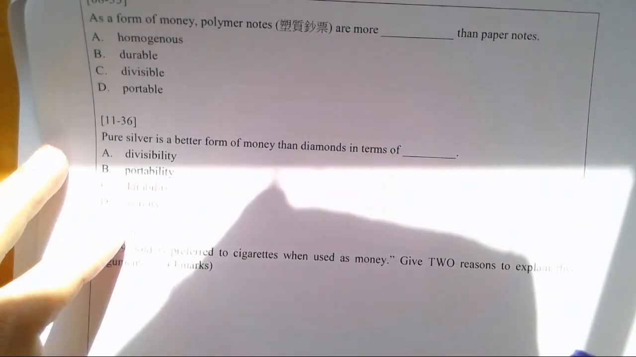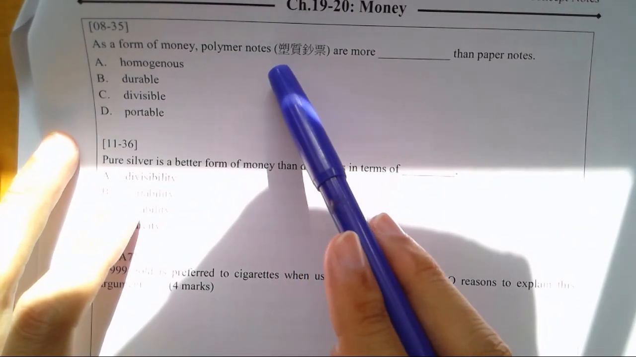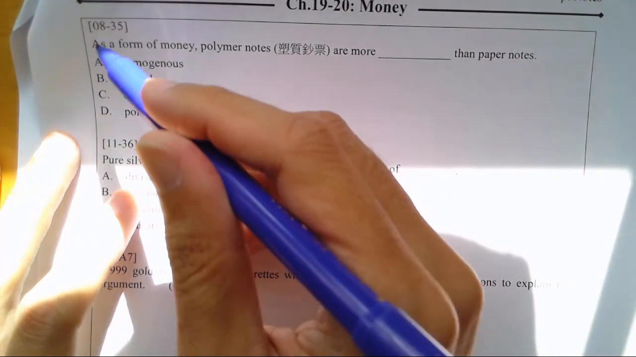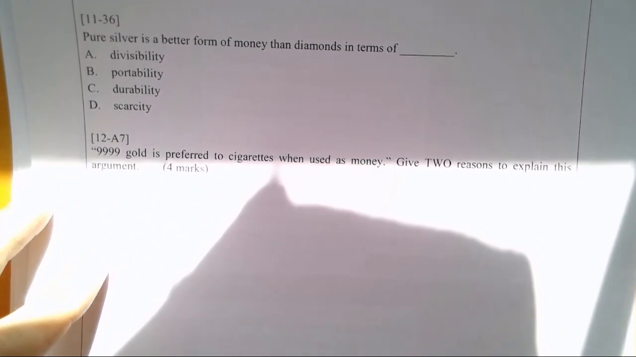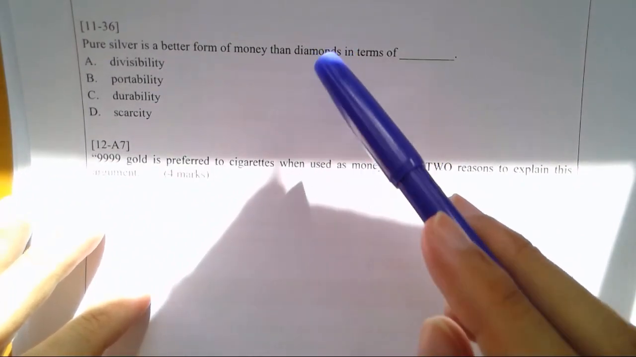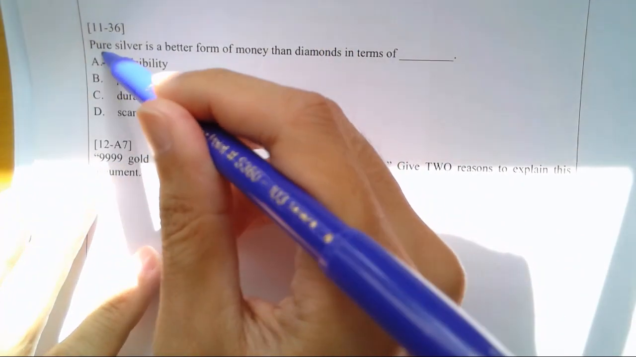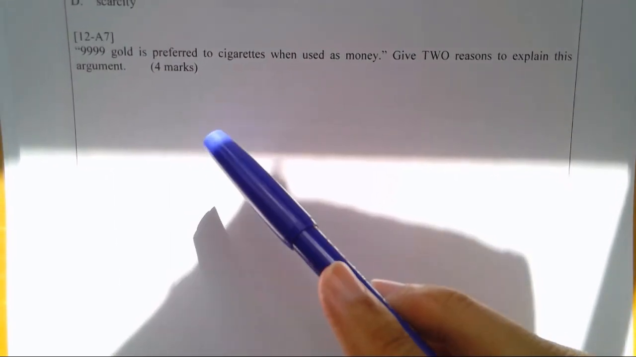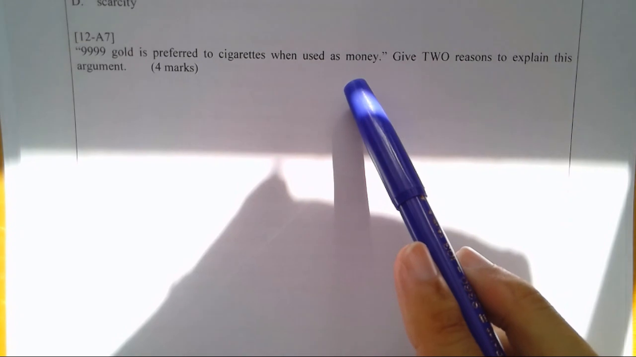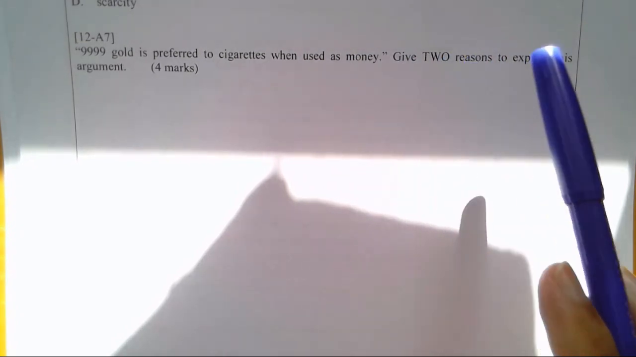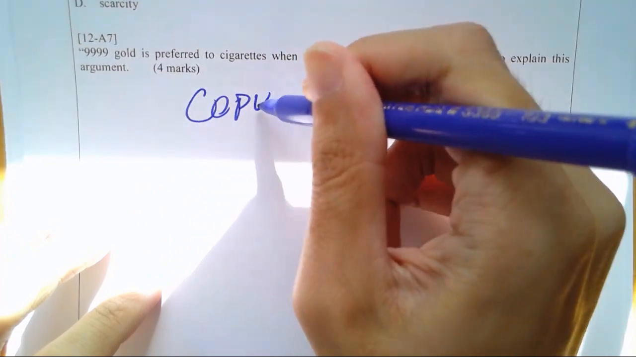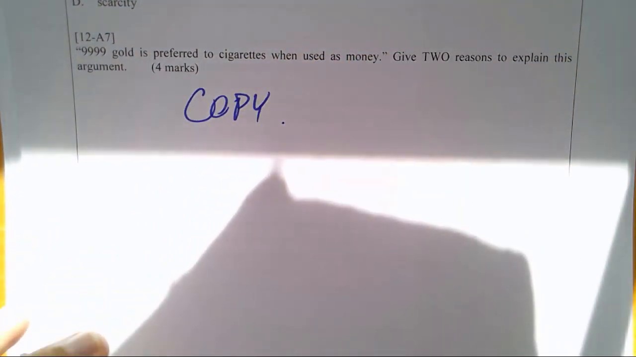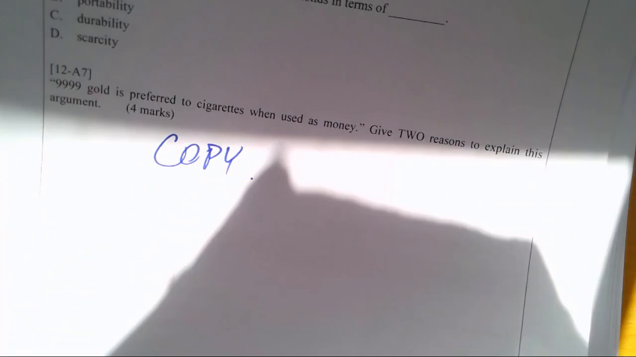Now, as a form of money, polymer notes are more durable than paper notes. I think you all know that, right? 係咪啊 Now, pure silver better than diamond in terms of divisibility 咯，咪解咗好多次啦，係咪啊？唔講啦。Now, gold is preferred to cigarette when used as a money. Give 2 reasons. 唉，呢個唔解啦。Copy 啦。Okay, I don't want to waste your time here. All right, we are so close to a half-year exam.